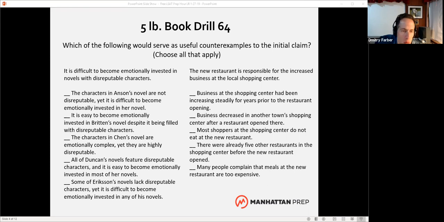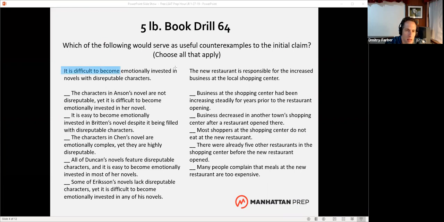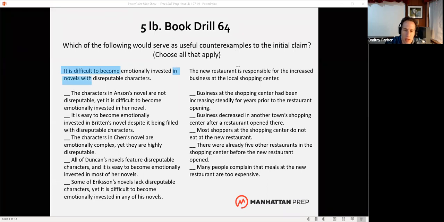Okay, so one and two. These are both talking about people's novels and whether they're disreputable or not, right? One way to see if these are counterexamples is to see what kind of statement they're making, right? One thing that's interesting between the first claim and the second claim is the way they're phrased. The first claim says it is difficult to do this in novels with this trait. So this causes difficulty with that. The second one is talking about something being responsible for something, right? So if we think about how we represent those, they're a little bit different.